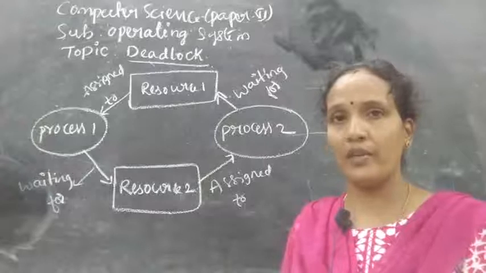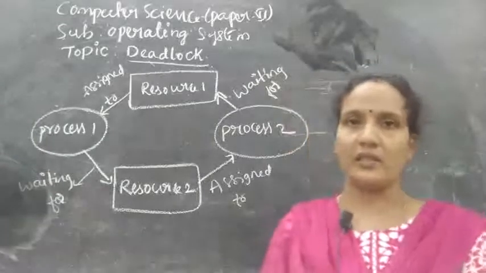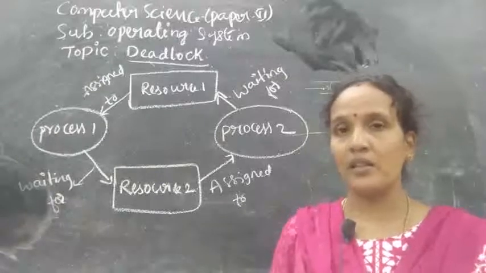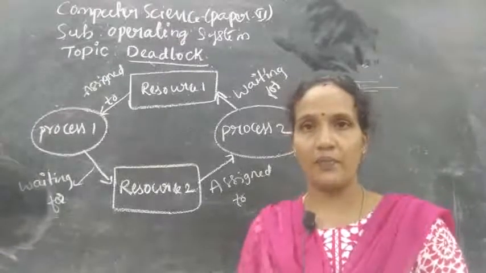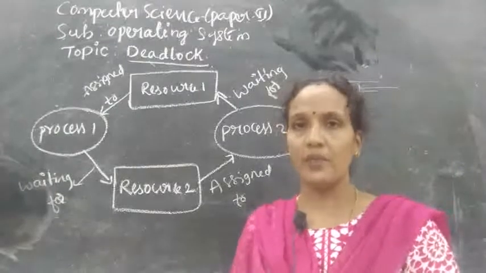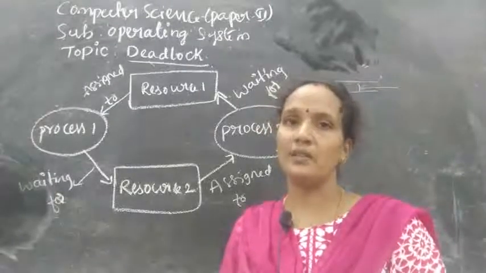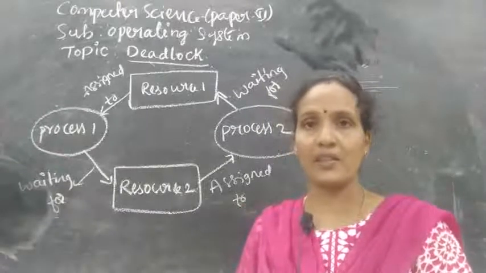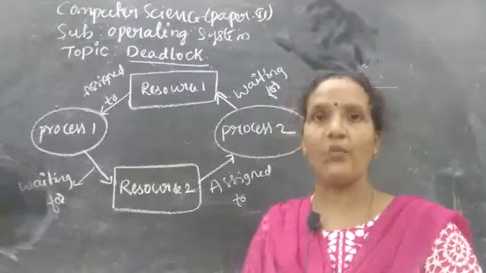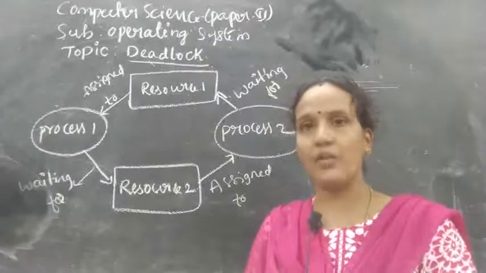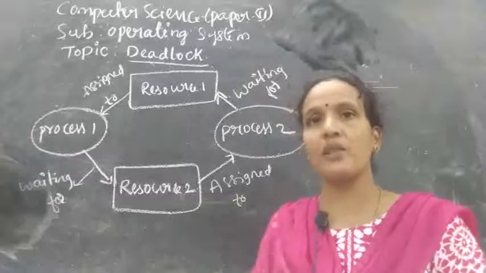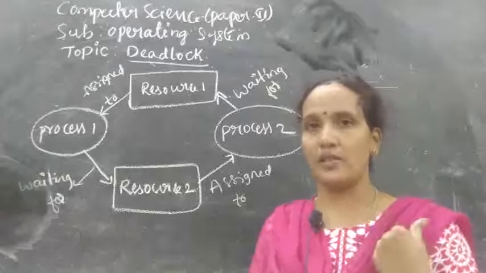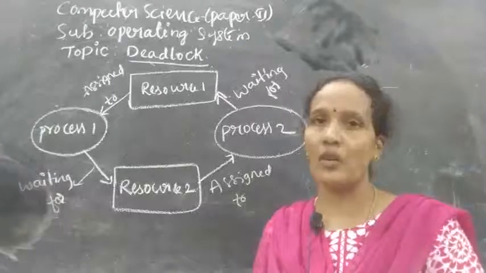So what is a deadlock actually? All the processes are blocked. Why? Because they are holding some resources and they are requesting for other resources. So in a deadlock situation, processes will be blocked. Why? Because they are holding some resources and still they are requesting for new resources which are held by another process. That situation is called as a deadlock.